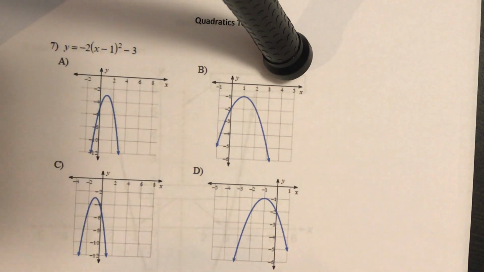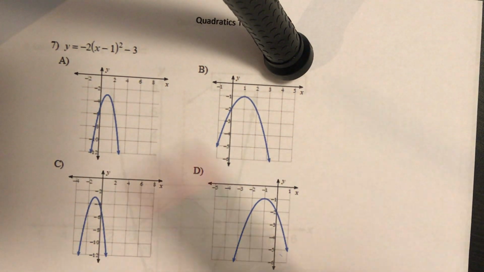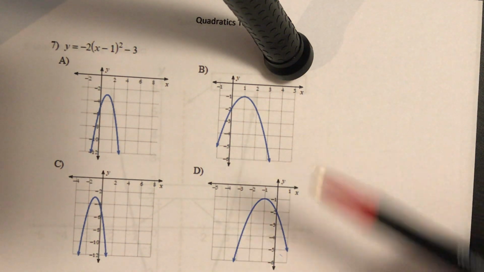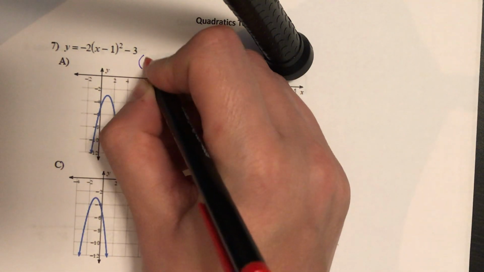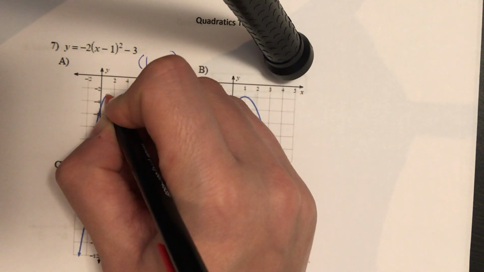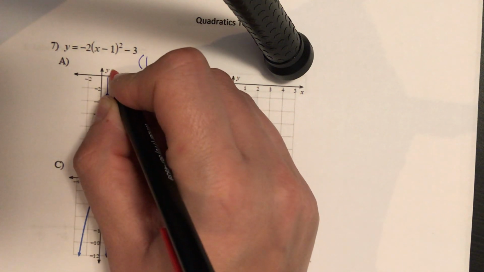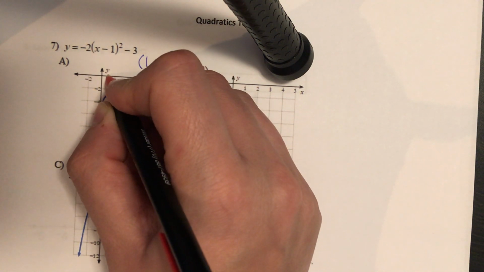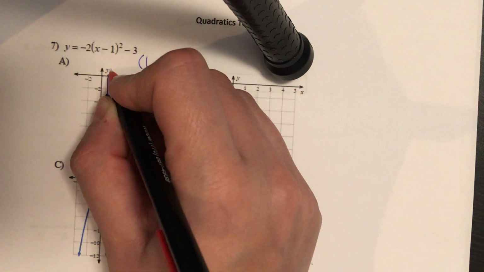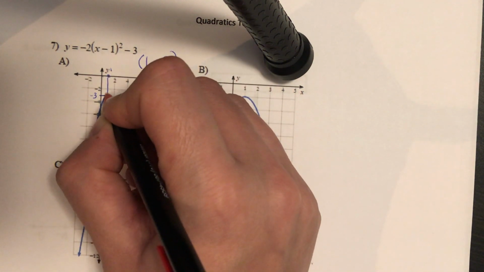Okay, so again, I'm going to look through these. Okay, this is a negative sign. I know I'm going to be pointing down. All of those are pointing down, so that doesn't help me. All right, but I'm looking for a vertex of 1 comma negative 3. Now this one, I'm not even given an exact point, but I know this is probably 1 because it's in the middle of 0 and 2. So this is 1, and this has got to be negative 3. So 1, negative 3. So this one could be it.